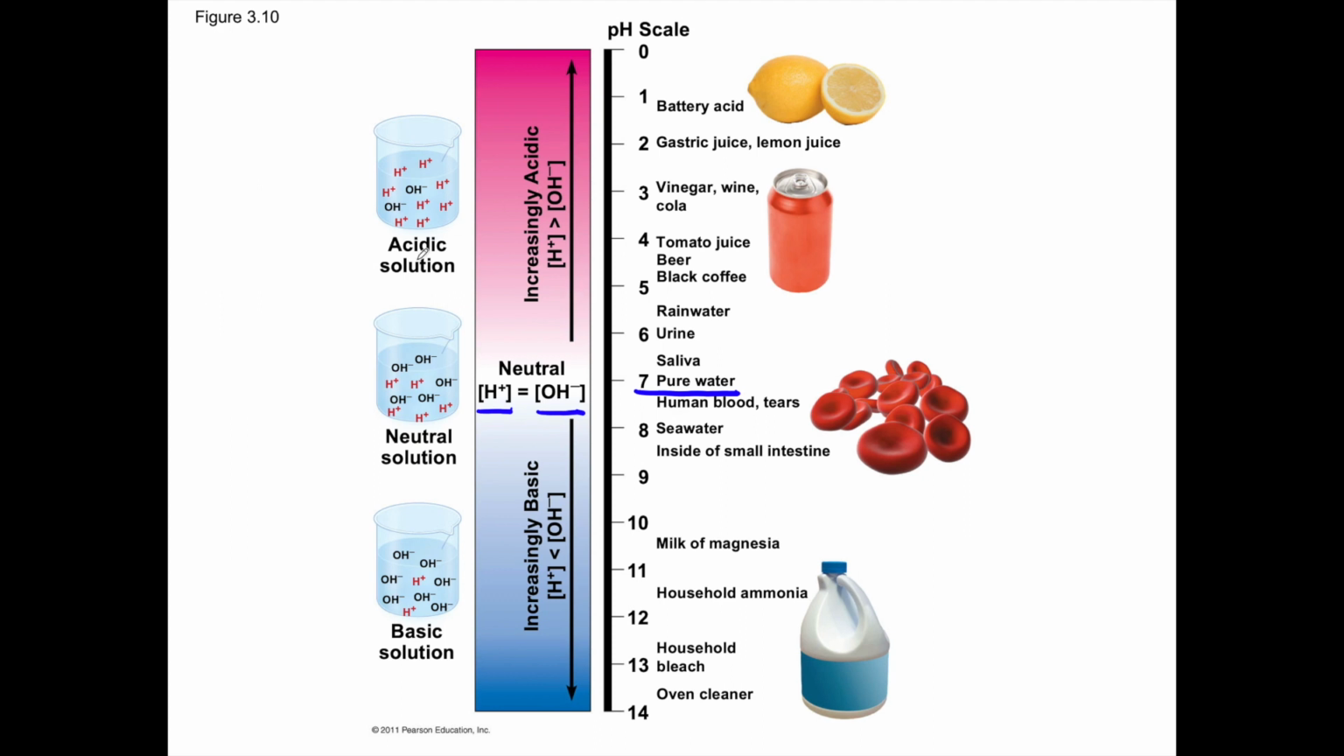Now remember what an acid is. An acid is anything that gives away hydrogen ions. So an acid will have more hydrogen ions than hydroxide ions. That's what an acid is, something that gives away hydrogen ions when you put it in a solution. Remember what a base is, anything that takes hydrogen ions. So a base will have fewer hydrogen ions than hydroxide ions. Okay, so those are acids and bases and the pH scale.